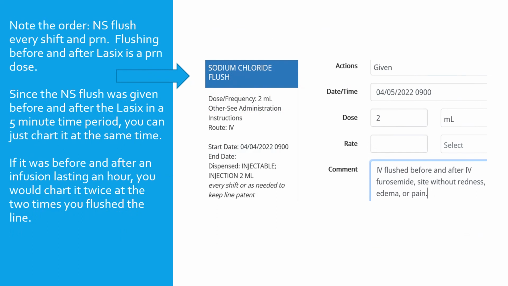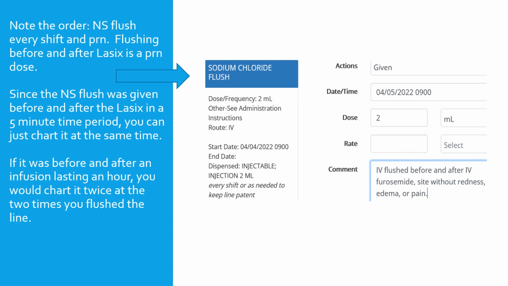Flushes for an IV line can be ordered and charted in many different ways. They can be ordered every shift and PRN to keep a line patent, or they can be ordered at specific times, such as before and after a medication. In this example, the flush is given before and after a drug that takes about 5 minutes to administer, so the flushes can be charted at the same time.